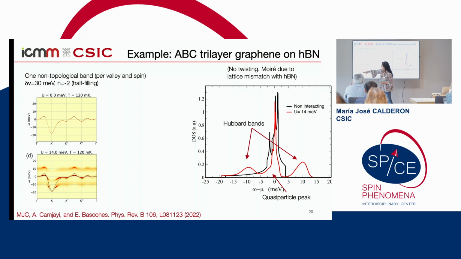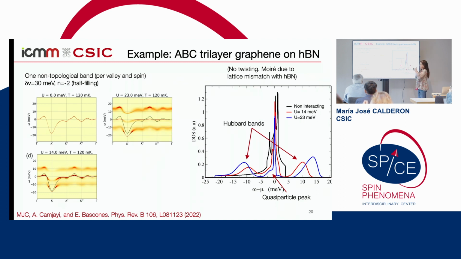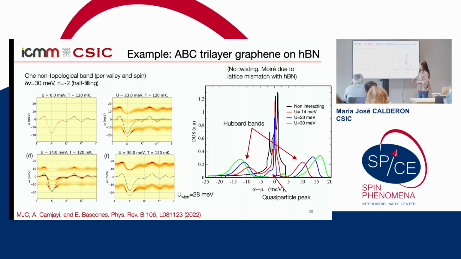And then there is this weight that is moving away from the chemical potential. And these are the Hubbard bands, okay? If you keep increasing U, you see this is exaggerated until the quasi-particle peak disappears. And this is the Mott transition. So for this case, we have a Mott transition at 28 meV, okay? And you can see here how these Hubbard bands are forming and what it means, no? That your bands are not well defined. They have a finite lifetime.